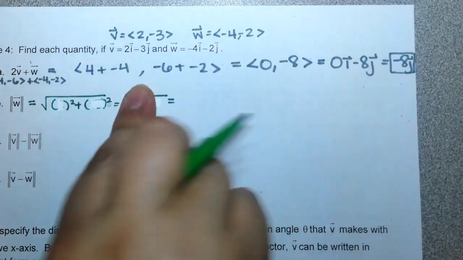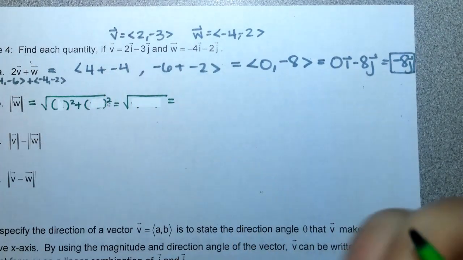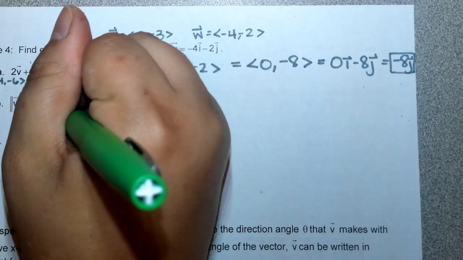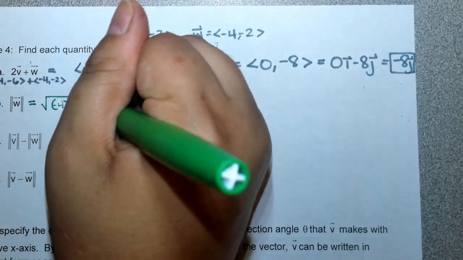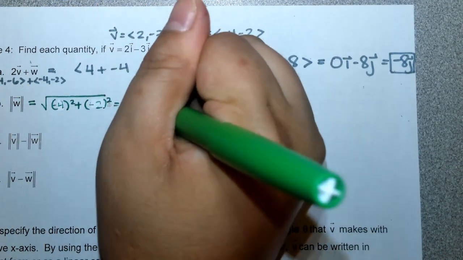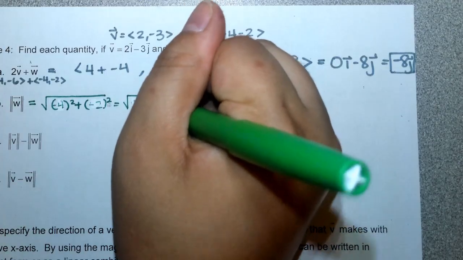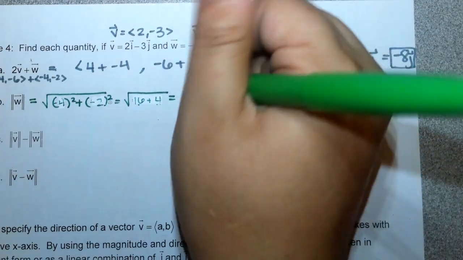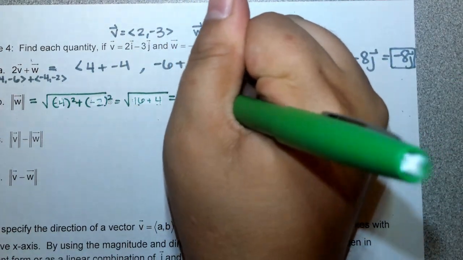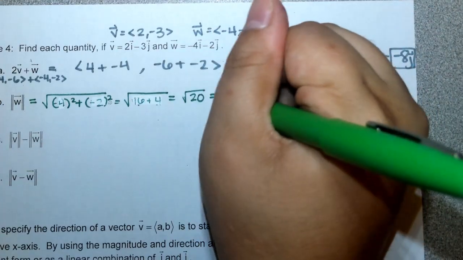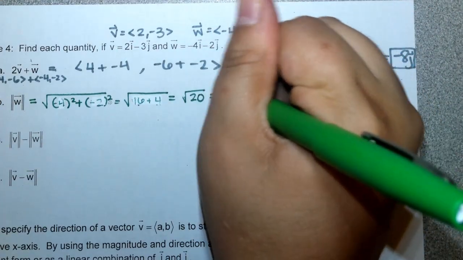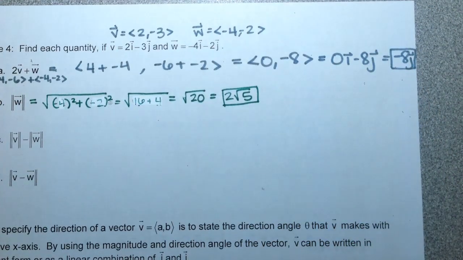All right, let's do that again. What do we got? -4 and -2. I was just testing to see if y'all are paying attention. Clearly you were, some of you. Did y'all get square root of 20? But that's not my answer. What's my answer? 2 root 5. Magnitude will always just be one number. 2 root 5 is one number.